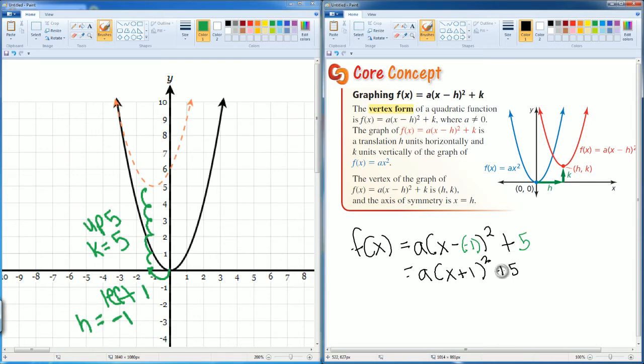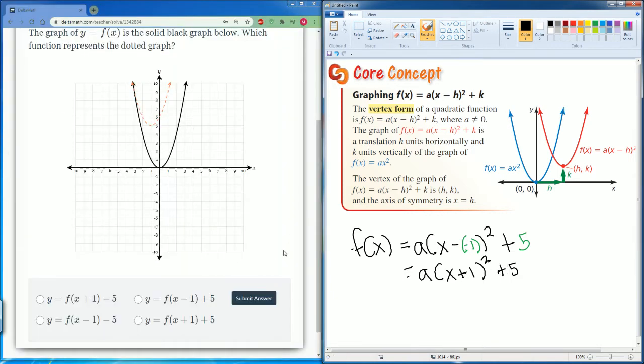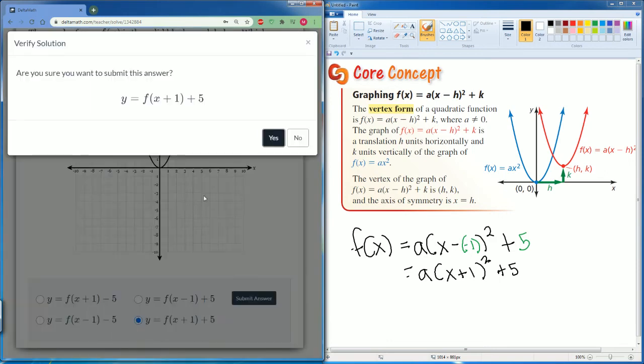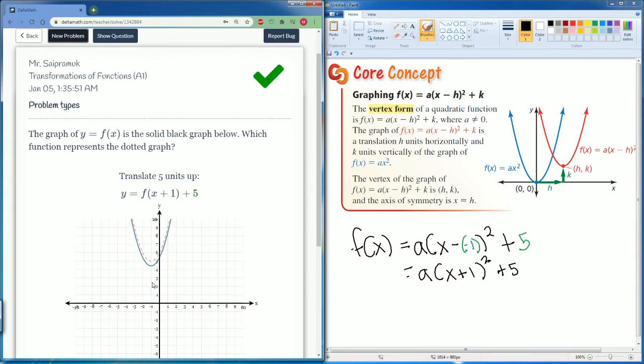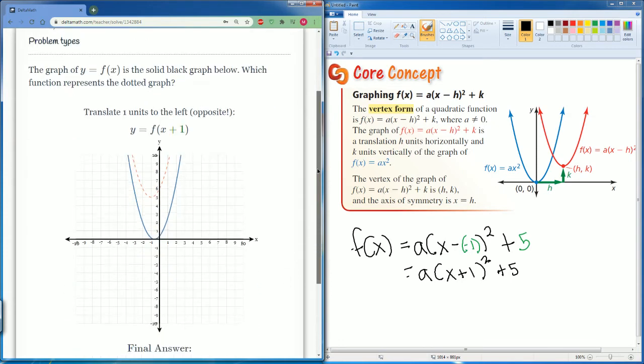Now we can take a look to see which one matches up with that. We saw that it is this one right here. Okay, let's hit submit and let's see if we are correct. Yep, we are correct. So notice the image here. The original equation f of x, then the add 1 made it go to the left, then up 5. All right? Good.